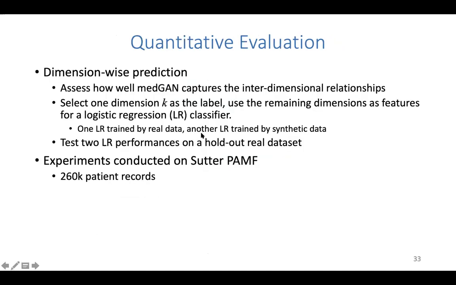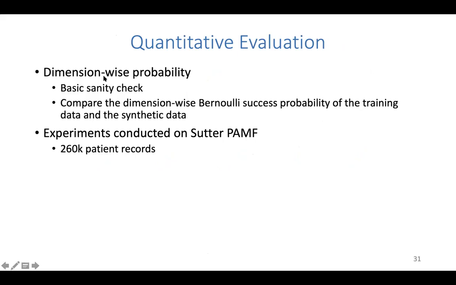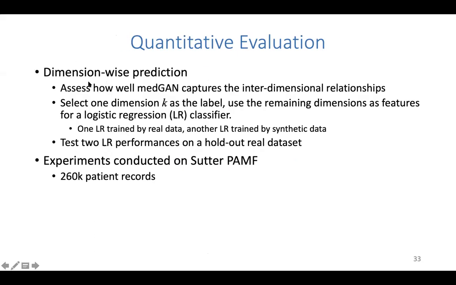And there is another quantitative evaluation. So we did two quantitative evaluations. One was dimension-wise probability. Second is dimension-wise prediction. So this is actually a bit more interesting. We're assessing how well MedGAN captures the interdimensional relationship. In order to do that, we select one dimension, for example, hypertension or heart failure, or whatever, some specific dimension K as the label, and we use the remaining dimensions as features.